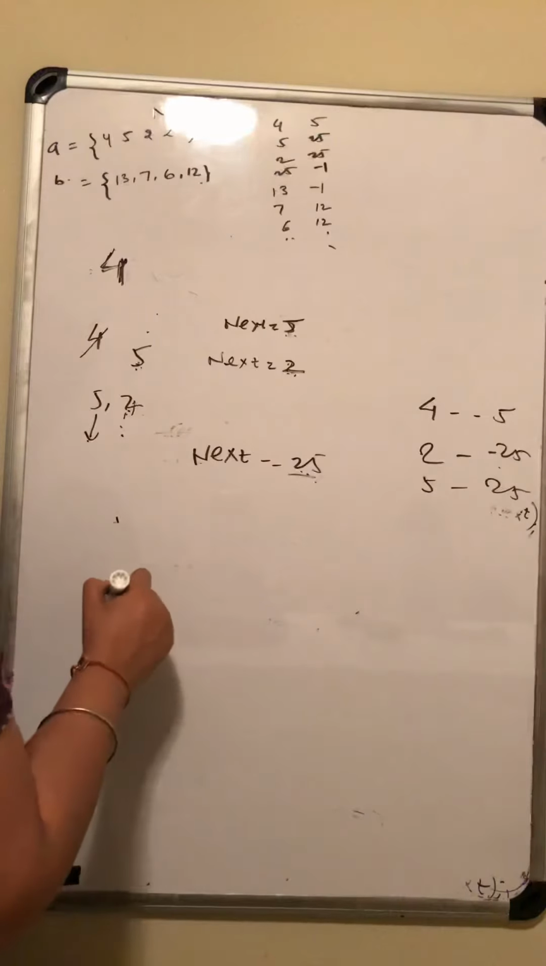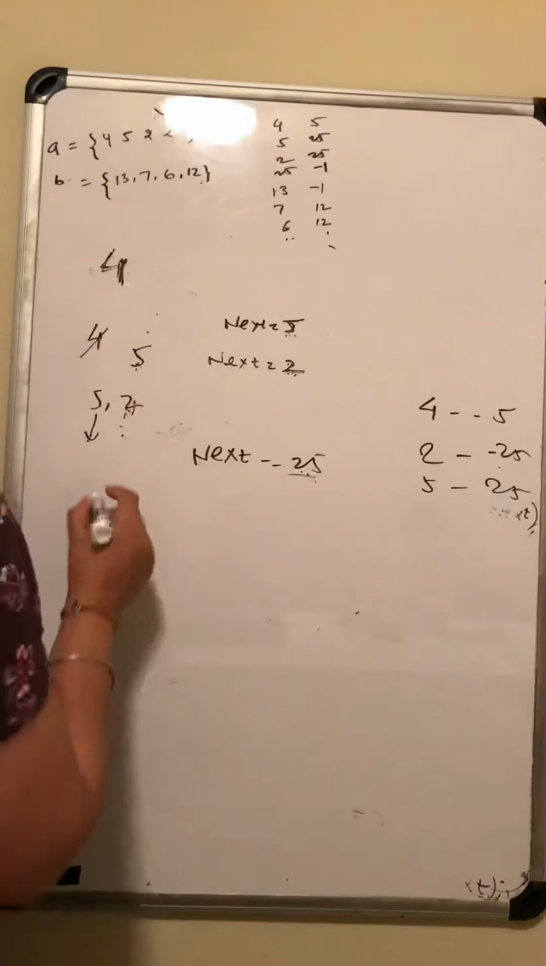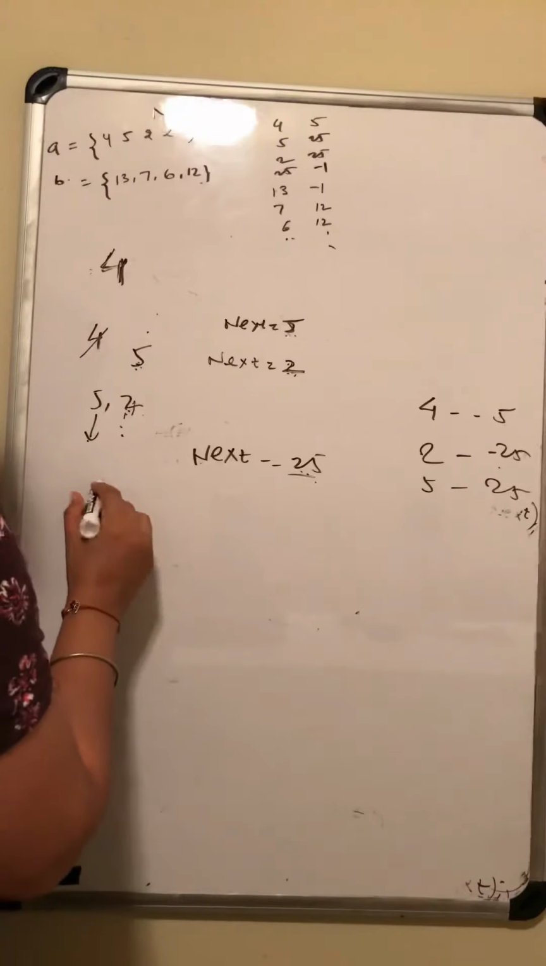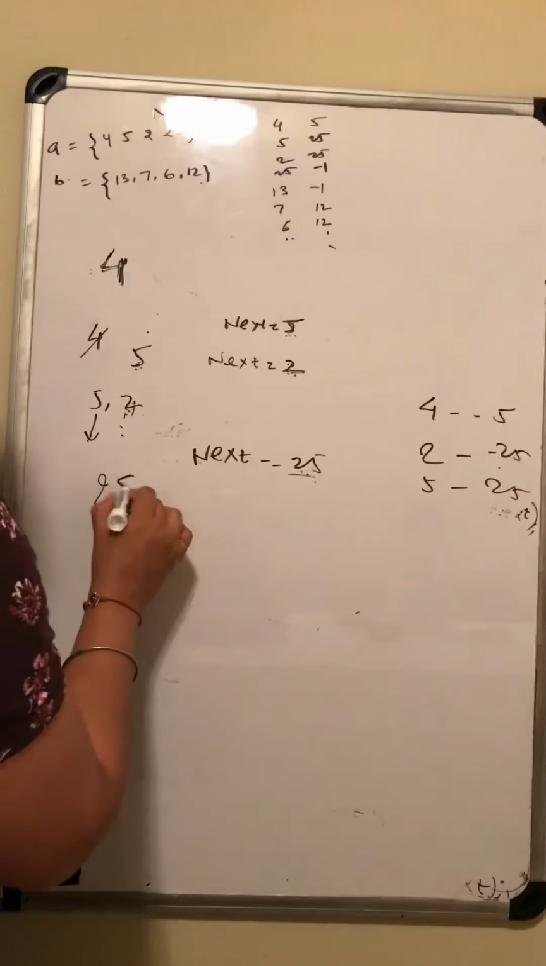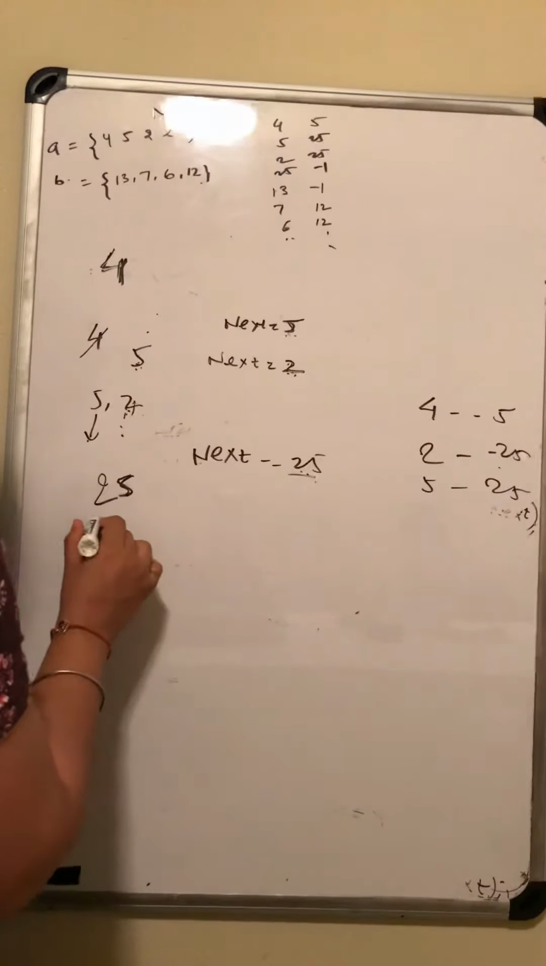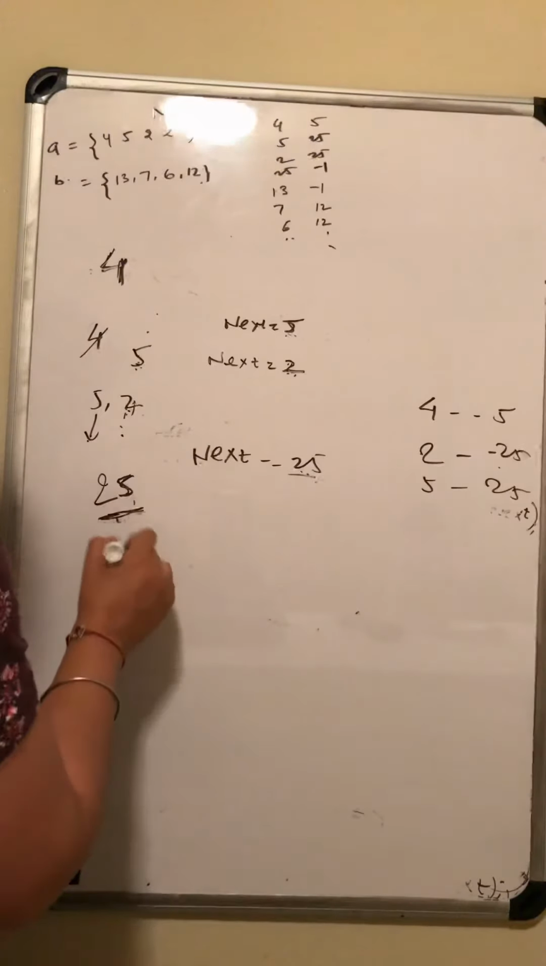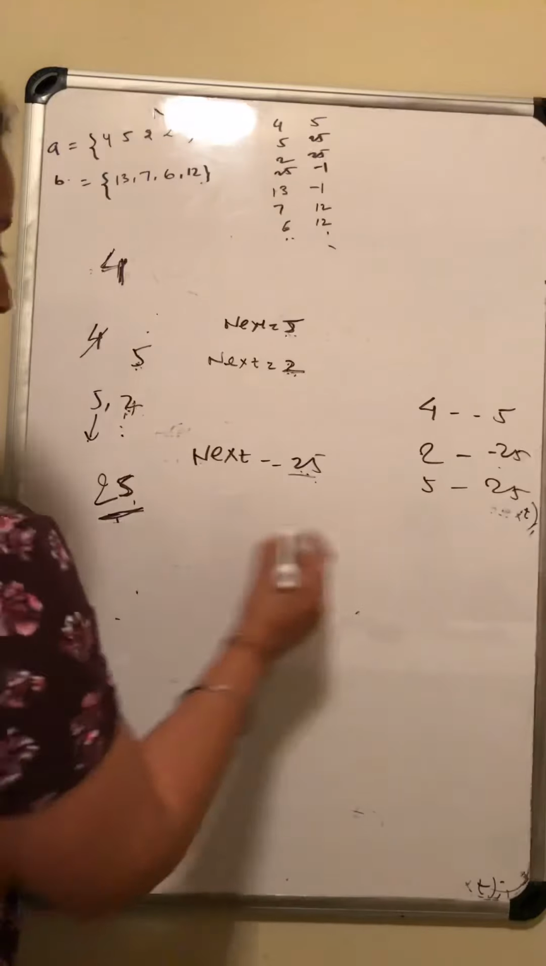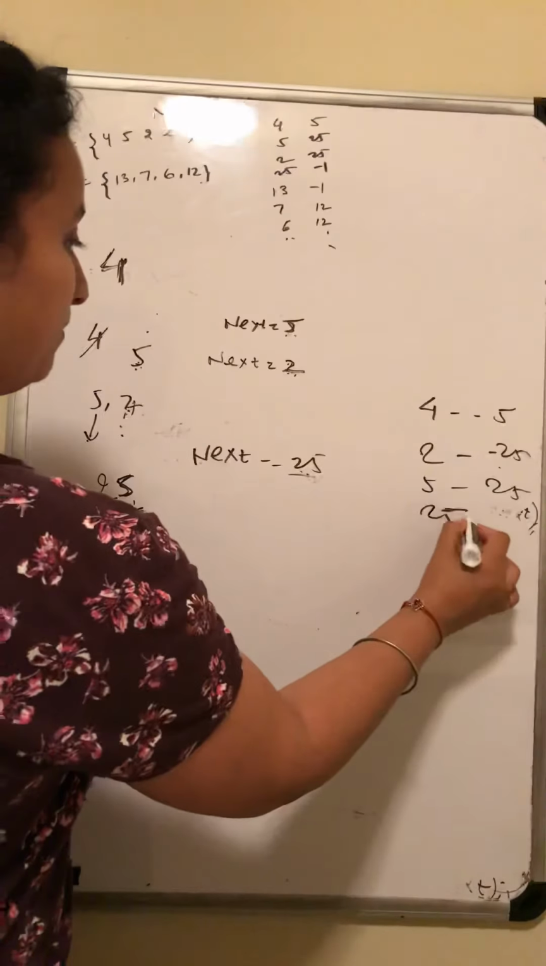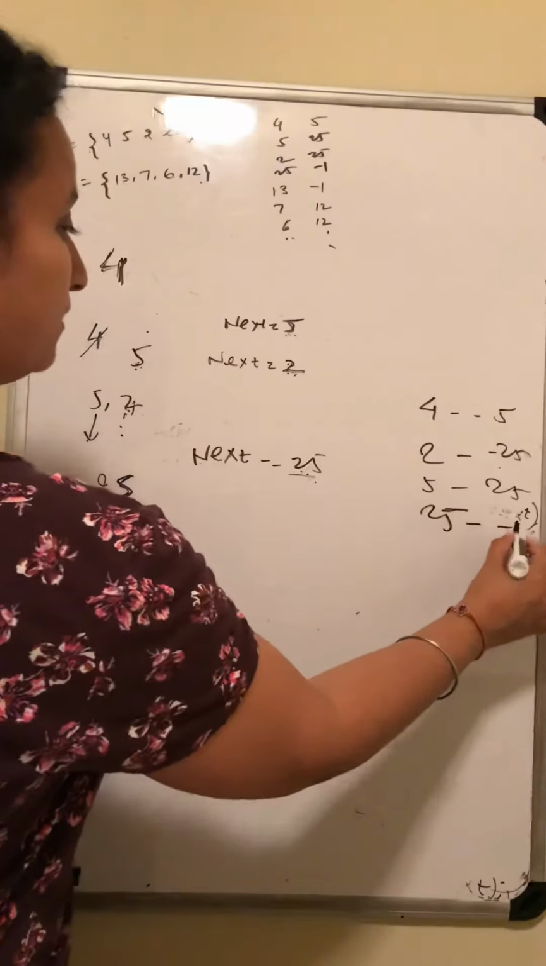Now next is 25. I will add it to the stack. 25 is the last element, so no other element is greater than 25. So I will print 25, and the next element is -1.